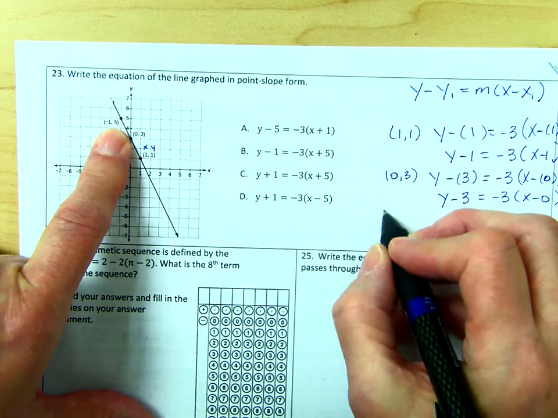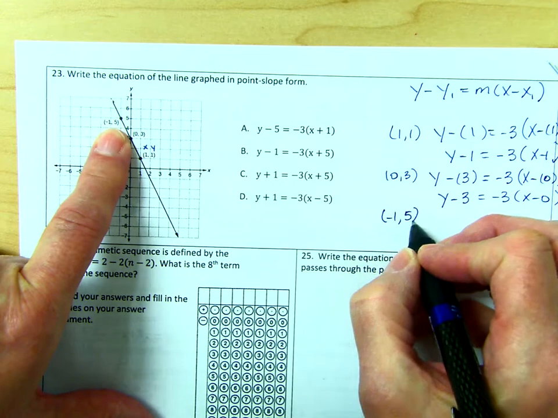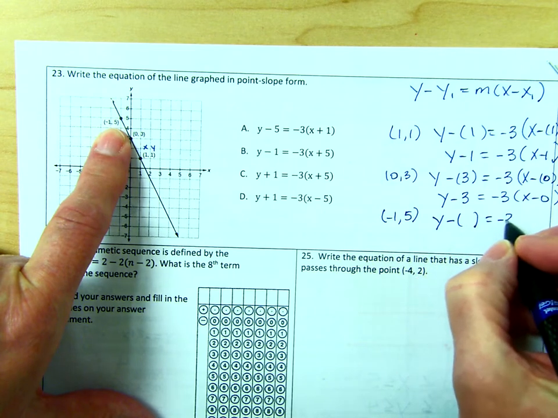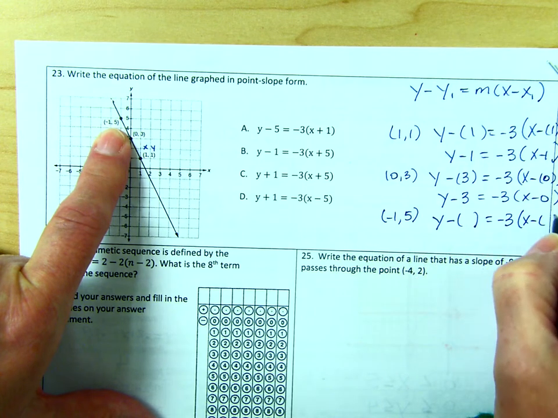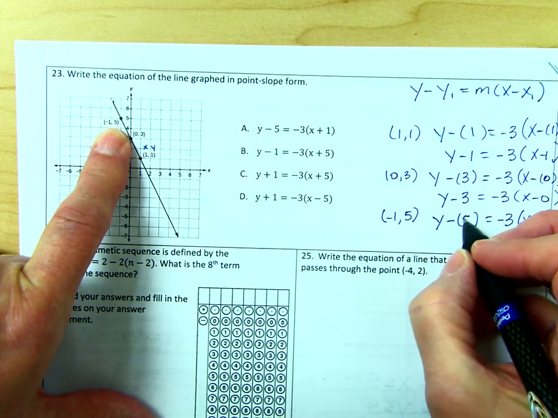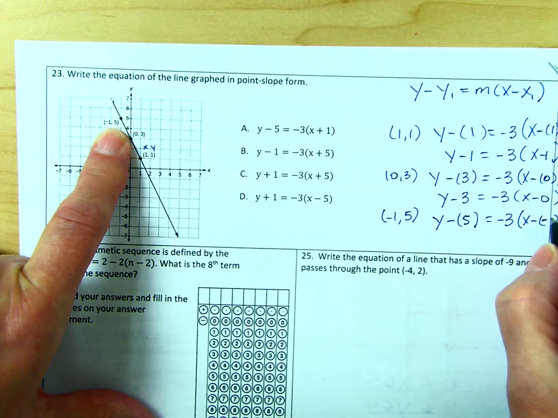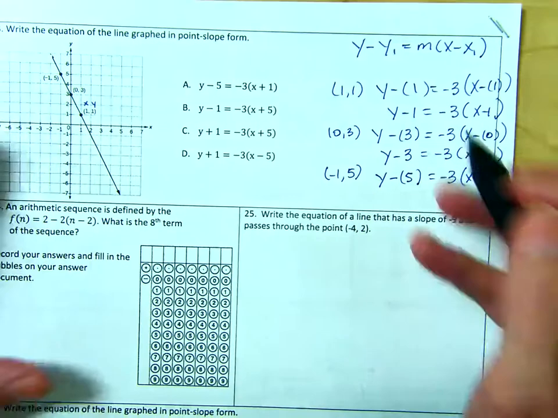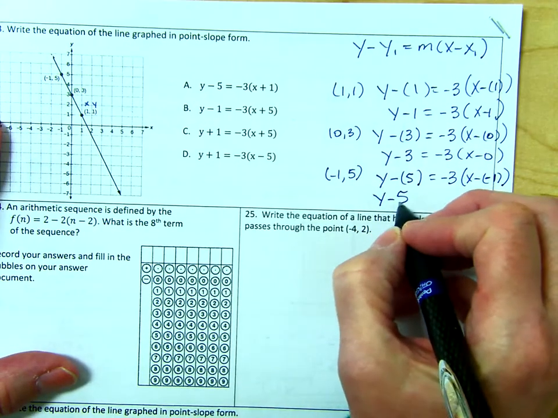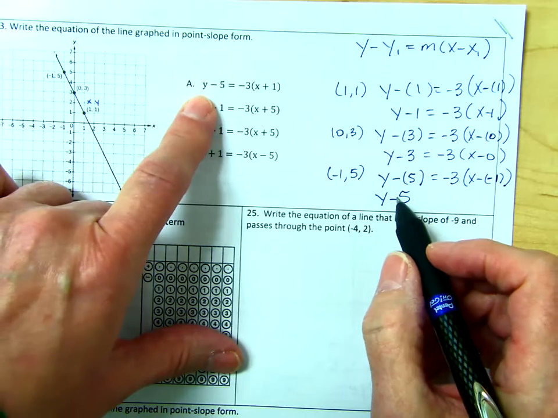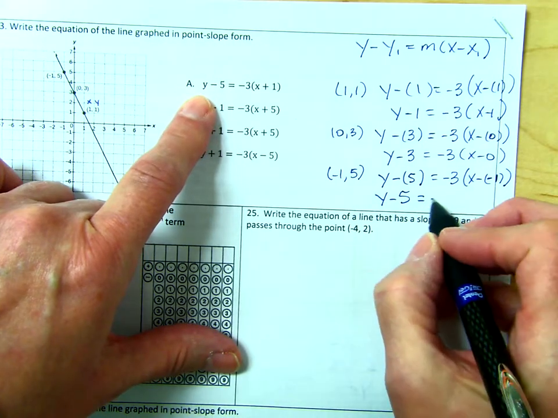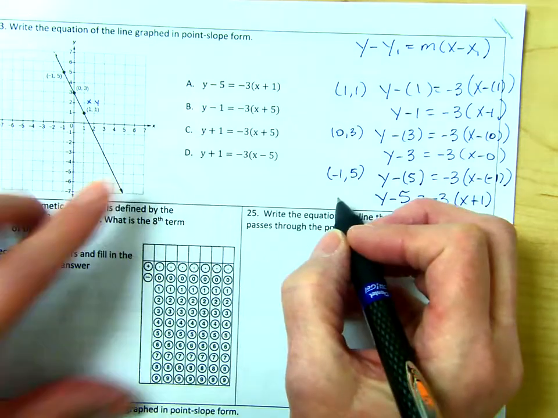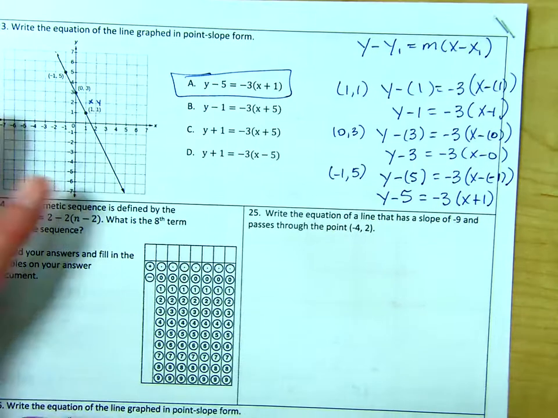So let's try then negative 1 and 5. Y minus y sub 1 equals negative 3 times x minus x sub 1. Y sub 1 is 5. X sub 1 is negative 1. So at this point, we simplify. Y minus 5. Well, we only have one option that's y minus 5. Here's negative 3, and subtracting a negative is the same as adding a positive. So this is the answer choice that we are going to want.